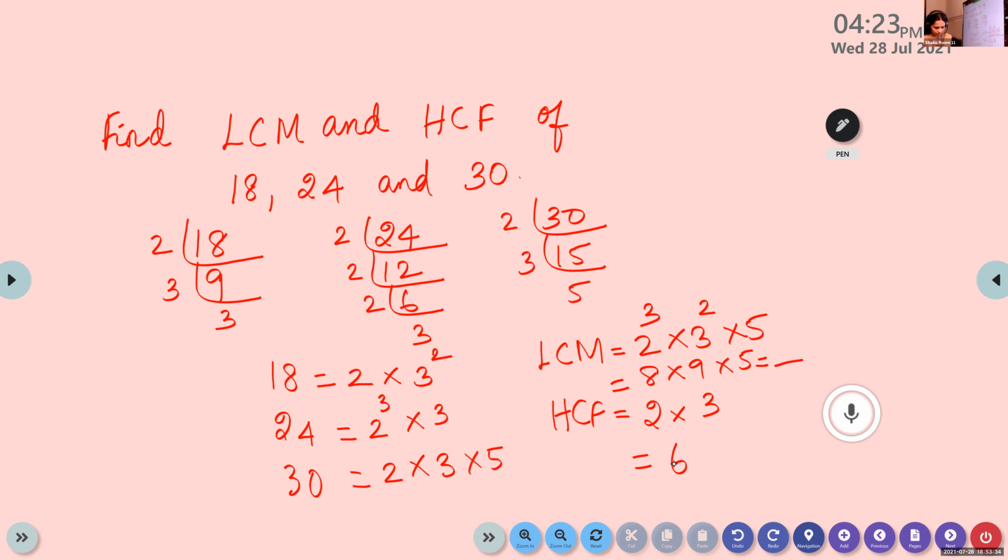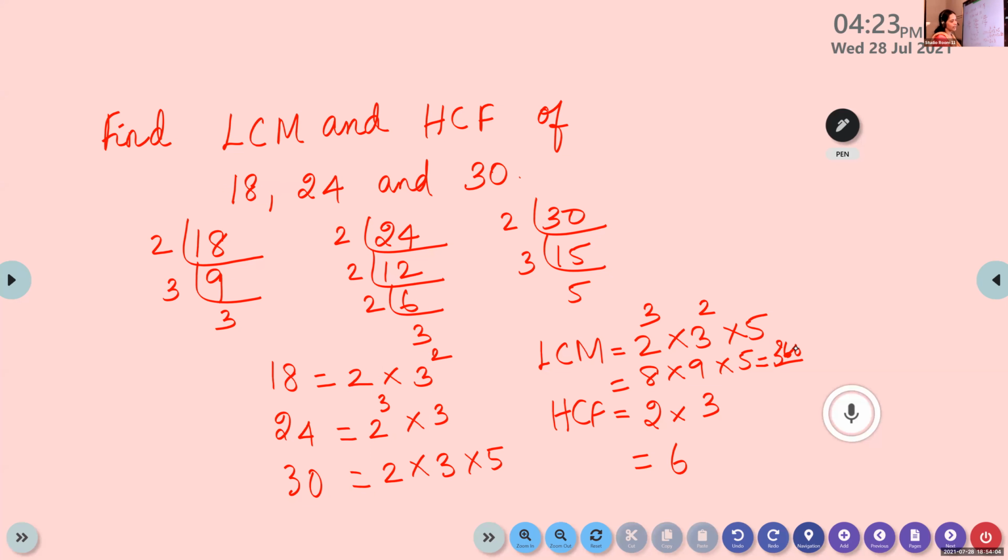What is the answer, children? 360. Yes, it is 360. For three numbers, the result is not true. Which result? LCM into HCF is not equal to the product of the numbers.